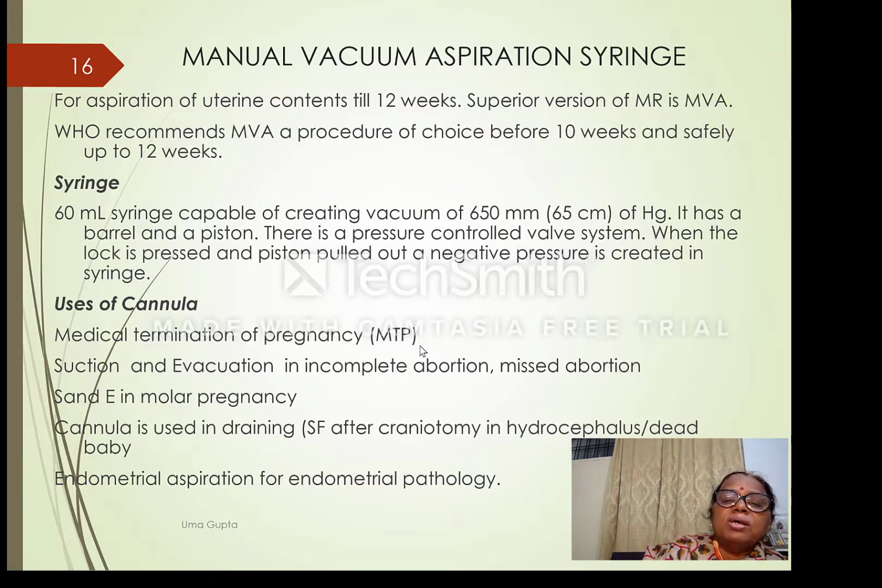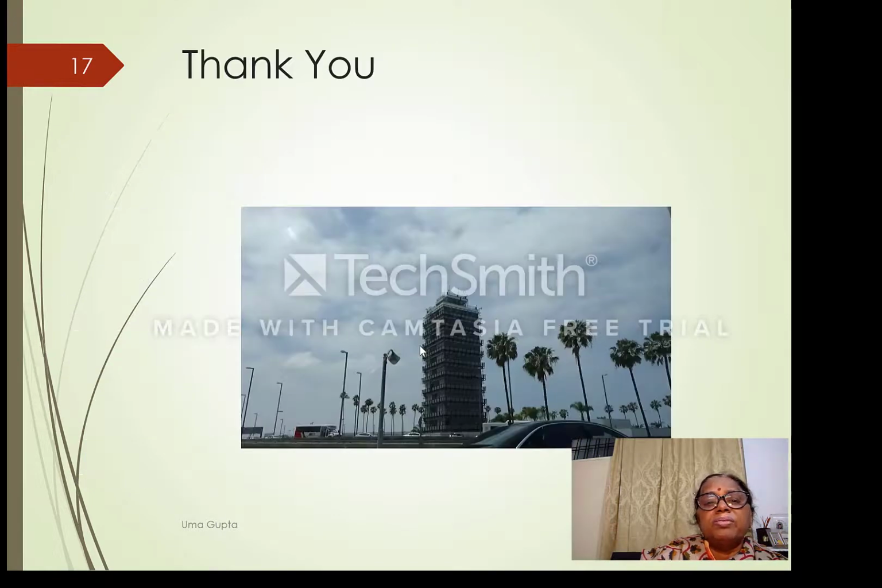So its uses are in MTP, in incomplete abortion, in missed abortion, and sometimes after craniotomy, in a hydrocephalus, you can aspirate the CSF from the baby's head, and also endometrial aspiration can be taken for endometrial pathology. That is about all these instruments, and next again we meet in part 3.